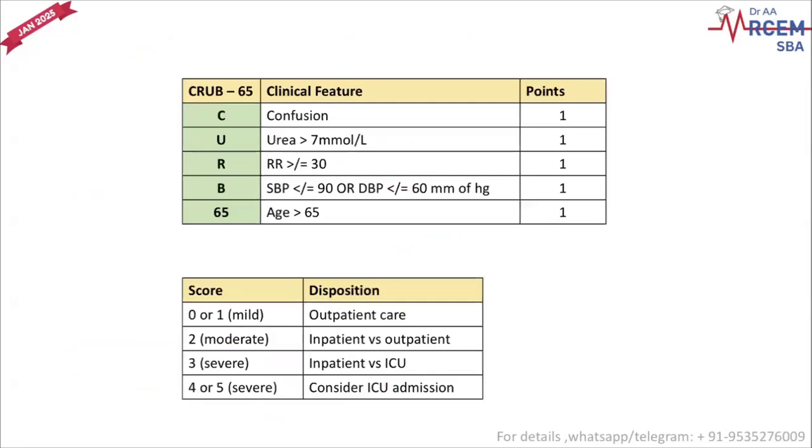Pneumonia, whenever it is present, you use a CURB-65 score. It is itself a mnemonic where C stands for confusion, which gets 1 point. Urea more than 7 millimoles per liter gets 1 point. Respiratory rate more than 30 gets another point. Blood pressure, systolic less than 90 or diastolic less than 60, gets another point. Age more than 65, an elderly person, gets another point.